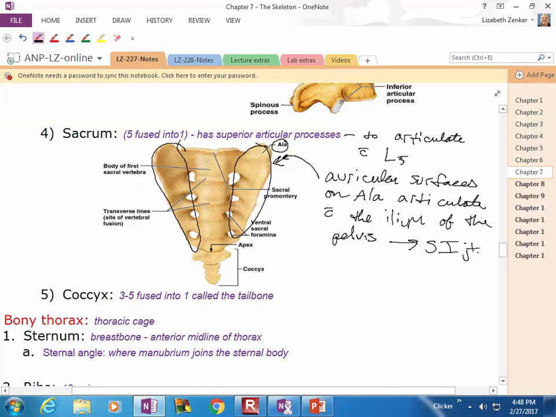All right, ala means wings. You also have ala on your nostrils, so when people flare their nostrils, they're flaring the ala of the nostrils. Some people can do it better than others, I guess. In this case, the apex of the sacrum is the pointy part down here, and this would be the base of the sacrum at the top.